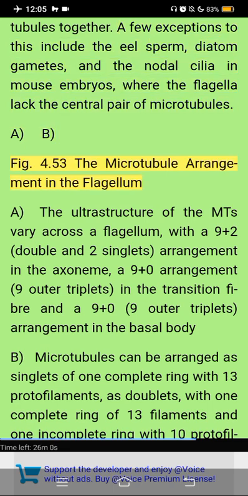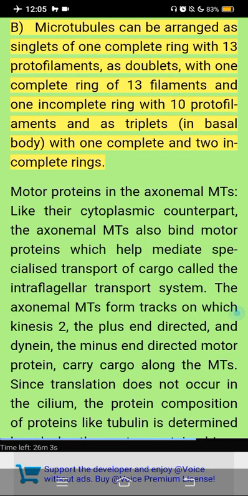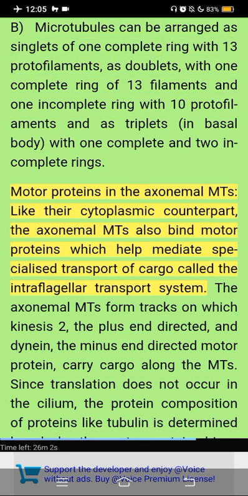Figure 4.53 The microtubule arrangement in the flagellum. A. The ultrastructure of the MTs varies across the flagellum, with a 9+2 arrangement of 9 doublets and 2 singlets in the axoneme, a 9+0 arrangement with 9 outer triplets in the transition fiber, and a 9+0 arrangement with 9 outer triplets in the basal body. B. Microtubules can be arranged as singlets of one complete ring with 13 protofilaments, as doublets, with one complete ring of 13 filaments and one incomplete ring with 10 protofilaments, and as triplets in the basal body with one complete and two incomplete rings.